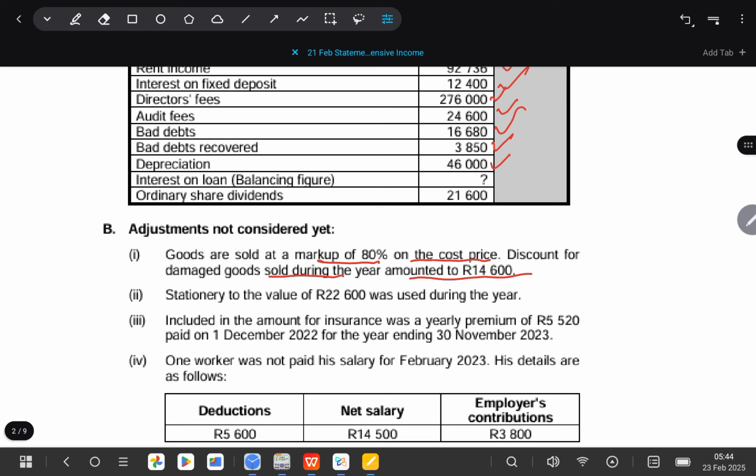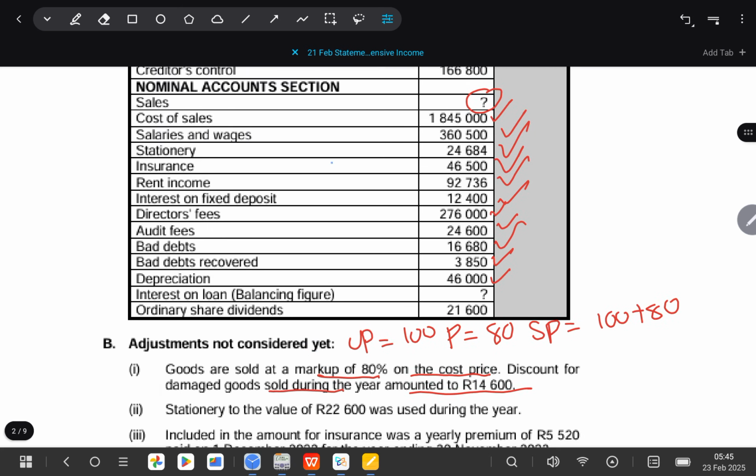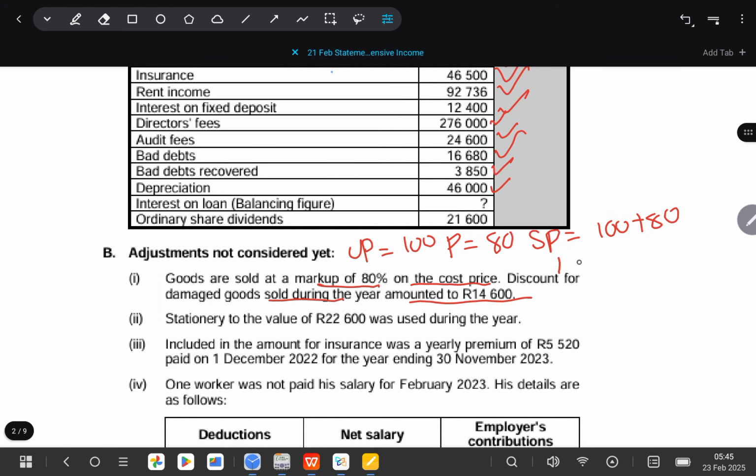Now remember, they told us that our cost price is 100%, our profit is equal to 80, so which means our selling price is equal to 100 plus 80, so we are selling out of 180%. Now if you look at this, they gave us a cost of sales of 1,845,000. So if we take that 1,845,000, we'll multiply it by 180 over 100. It will give us the actual sales that we were supposed to make.